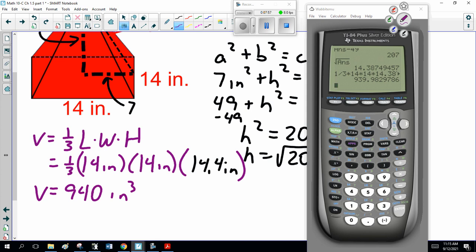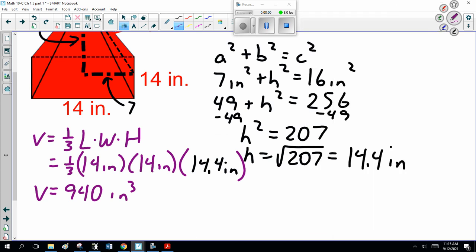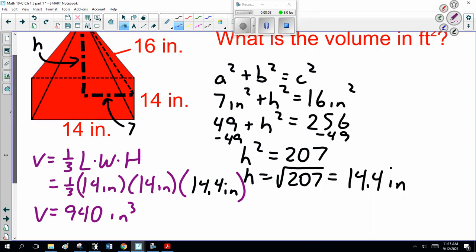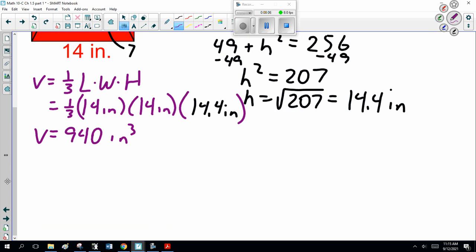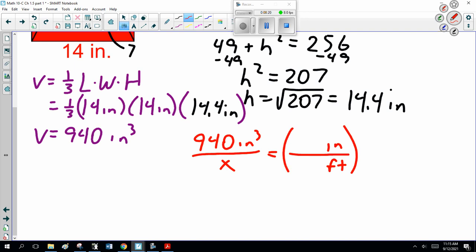Now, so far so good? Yes, but the question was, what was the volume in square feet? So we have to convert this. 940 inches cubed over x equals inches to feet. Remember, we start with inches, so we write inches on top, and we write feet below because we want to end up in feet. So how many inches in a foot? 12 to 1. Now, since it's volume, inches cubed, we have to cube our conversion factor.